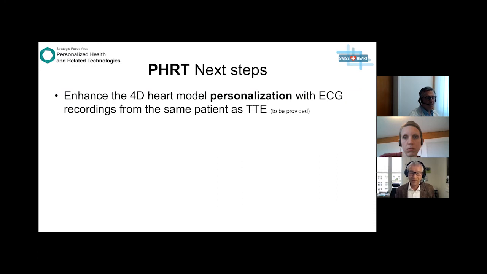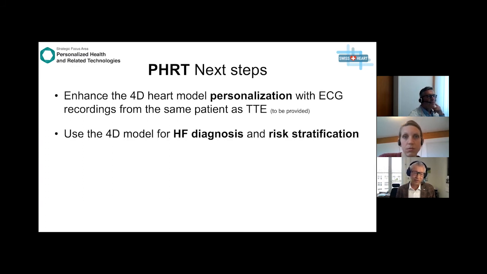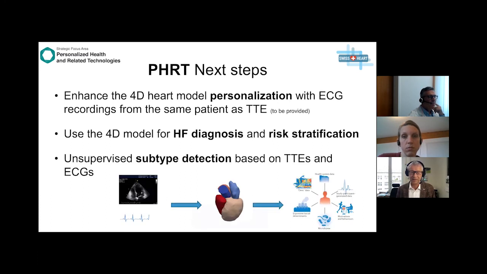We want to personalize this 4D heart model. For this, we need much more data, which we are still waiting for. We want to have this 4D heart model for heart failure diagnosis and risk stratification, as I pointed out in the beginning. And then there are typical questions like, can we actually subdivide the patient collective, the patient cohort into subtypes, both based on TTEs and the ECGs. And we have ideas how to proceed, but this is still to come.